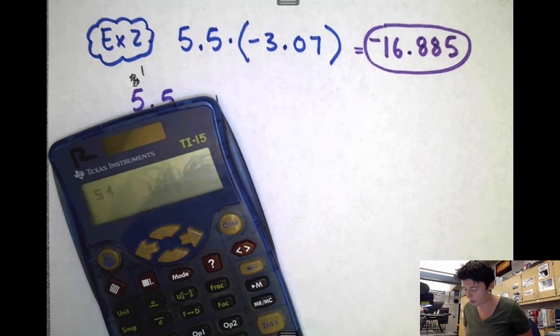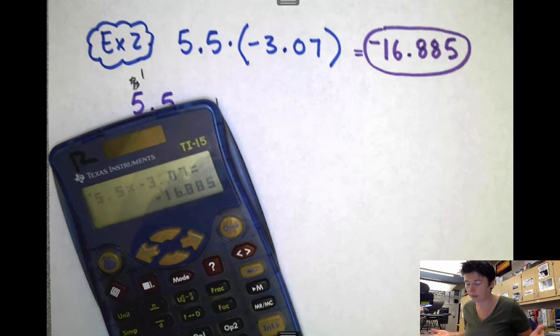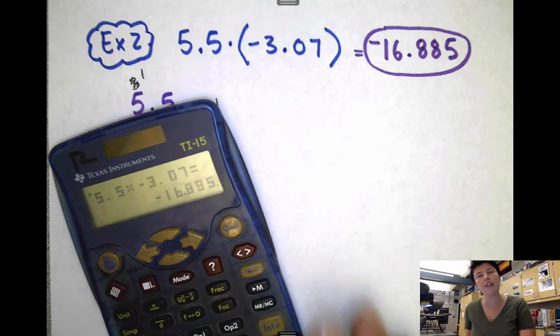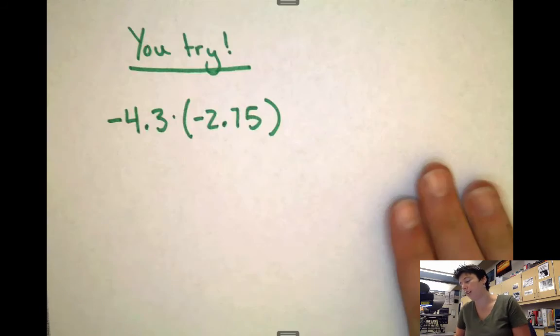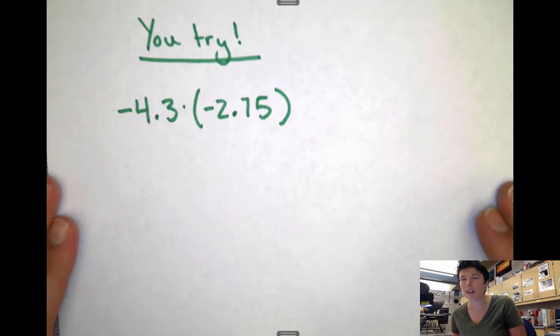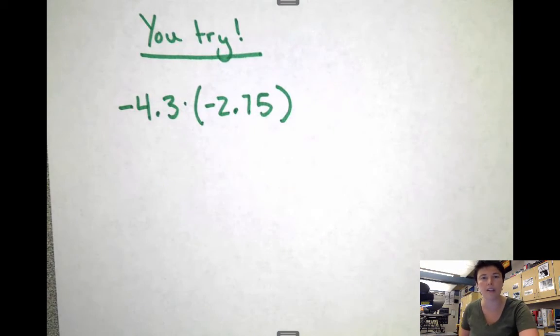So 5.5 times negative 3.07. There it is, negative 16.885. We did it right. So always good to check. The last part of the video here is you get to try one. Just see if you can do this without using your calculator first. See if you can get the right answer. Go ahead and pause the video and try this.